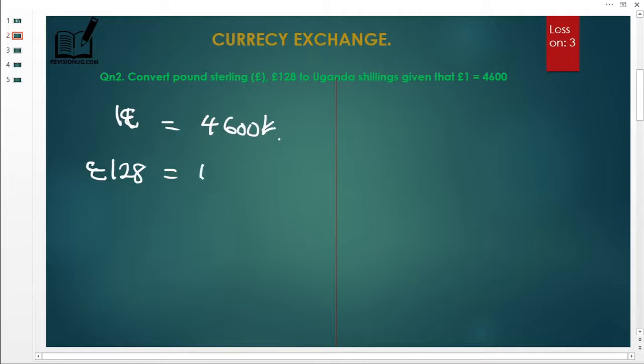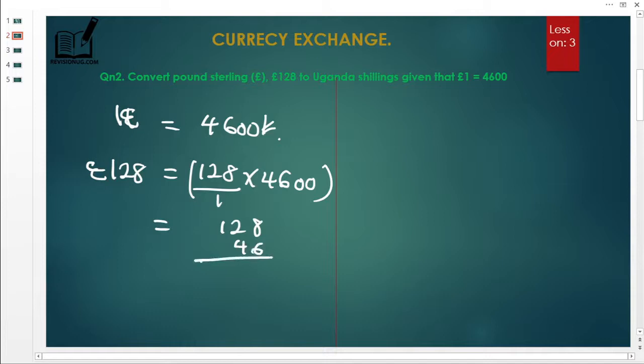Then how about 128 pounds? We are going to get 128 over 1 times 4,600. Then we are multiplying 128 by 46, so it is 128 times 4,600. This one is equivalent to 588,800 shillings.